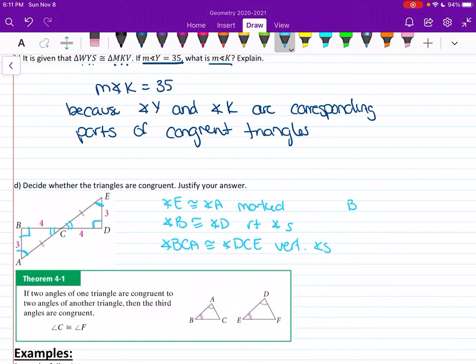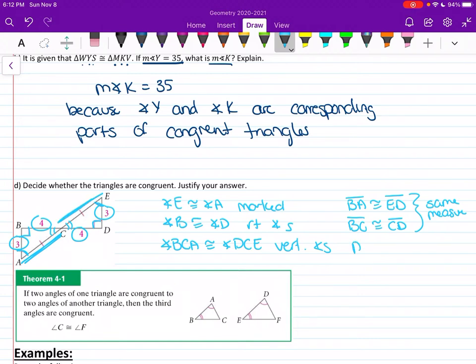So if I look at my segments, I know BA and ED have the same measure. BA is congruent to ED. And same thing with BC and CD. BC congruent to CD, okay? So these have the same measure. And then my last segment, I can say AC is congruent to CE, and that's because it's marked. That's marked congruent for me.